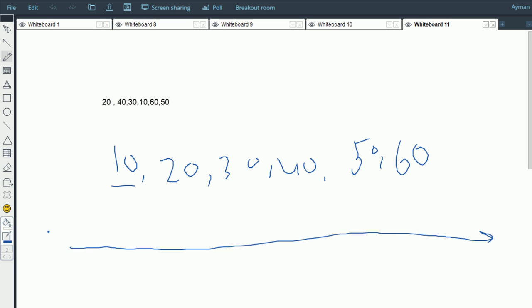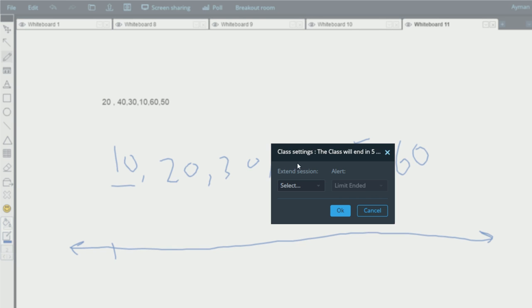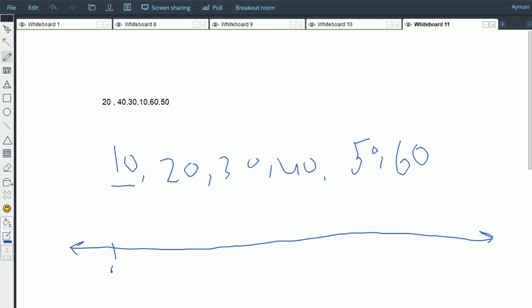Then I will draw a number line here and here. Here will be 10, then 20, then 30, then 40, then 50, then 60. I'm explaining. You can watch the whole video after that on Classera. But this is the example. This is a new example, okay?